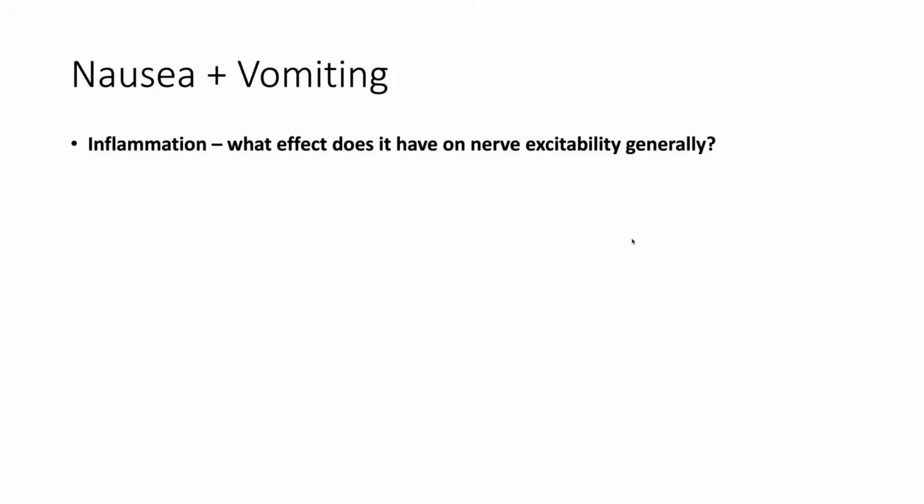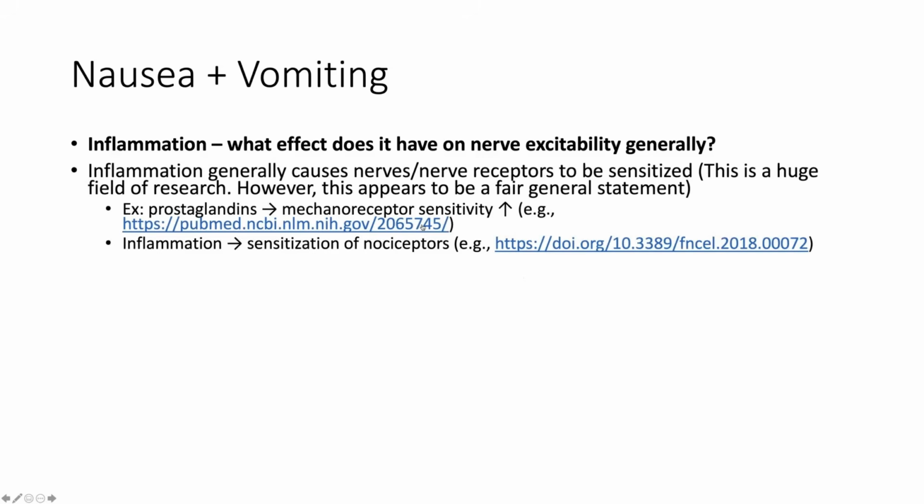So Vi, what effect generally does inflammation have on nerve excitability? Inflammation, doesn't it increase the excitability? Yeah, it does. I went really deep down this rabbit hole, but I can summarize by saying that inflammation generally causes both the nerves and the nerve receptors to be sensitized. That's a huge field of research. I was shocked at how many papers there were, stretching back decades. But generally, this is true.